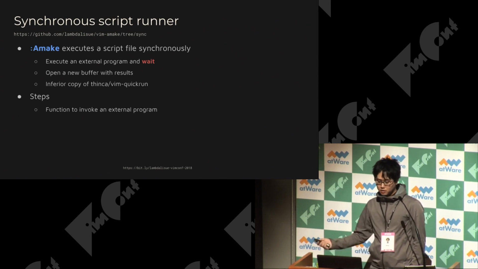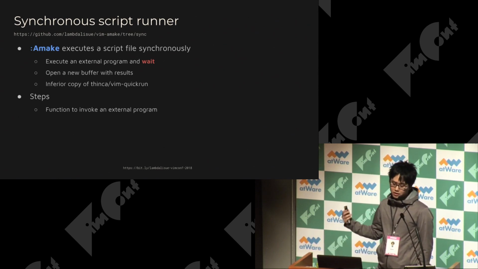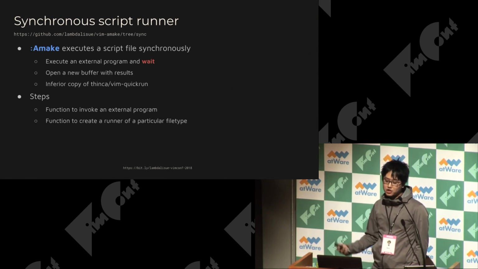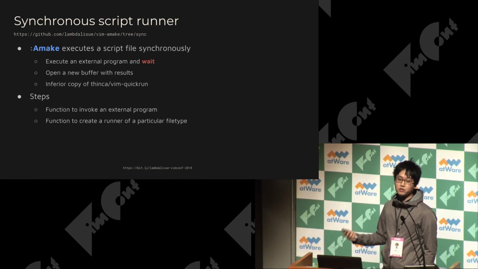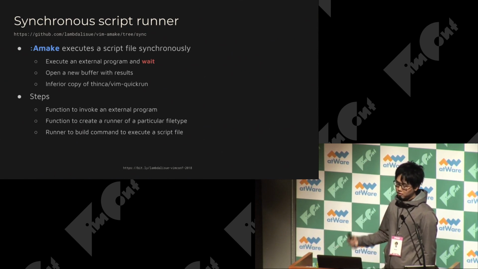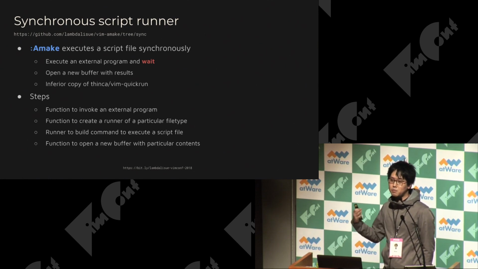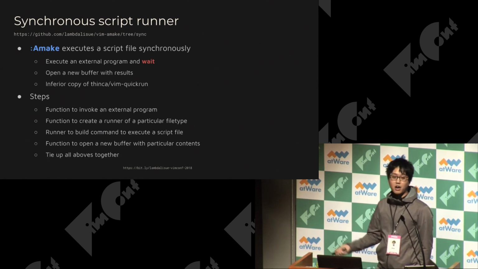How? First, we will write a function to invoke an external program. Then write a function to create a runner of a particular file type. Then we will add a runner to build a command to execute a script file. And after that, we will create a function to open a new buffer with particular content and tie up.